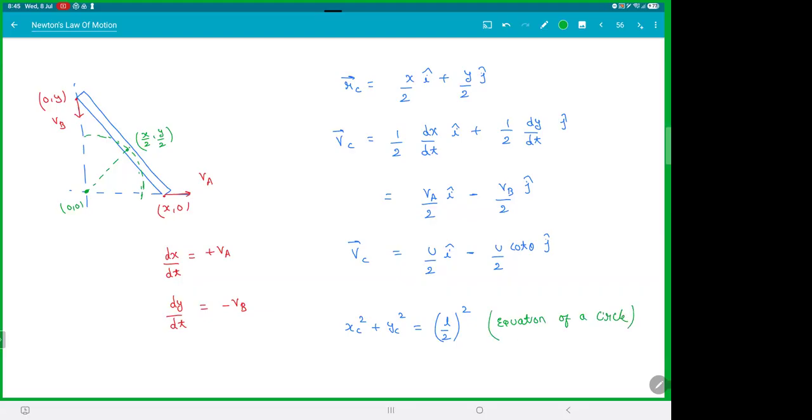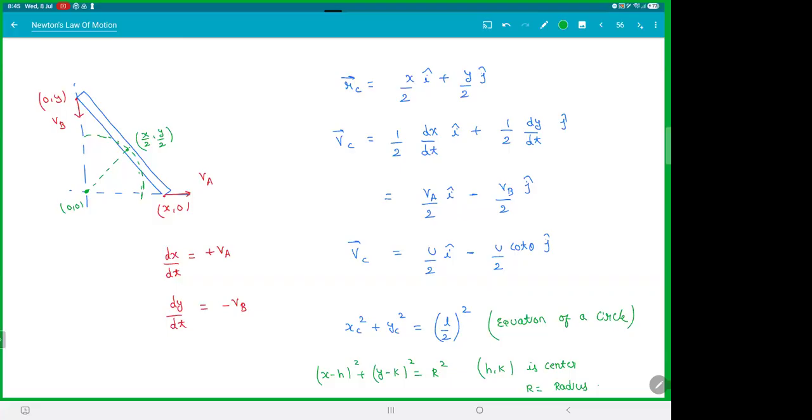Did I tell you the general equation of a circle? x minus h whole square plus y minus k whole square is equal to r square. h and k is the center, r is the radius. In this case, h and k are 0 and 0. This is the meaning of radius of trajectory, equation of trajectory.